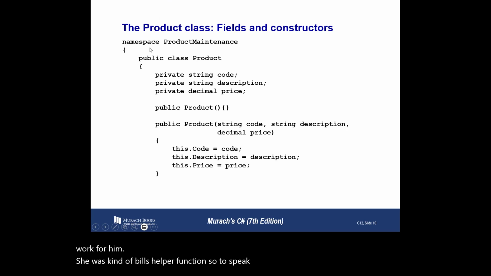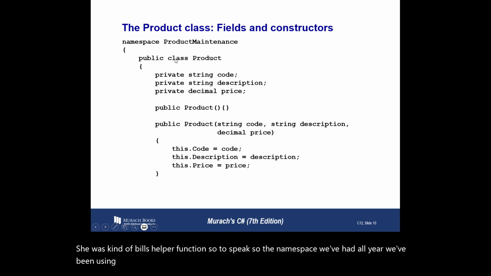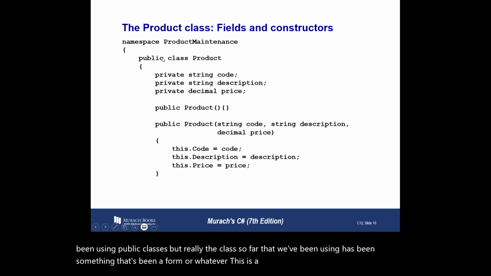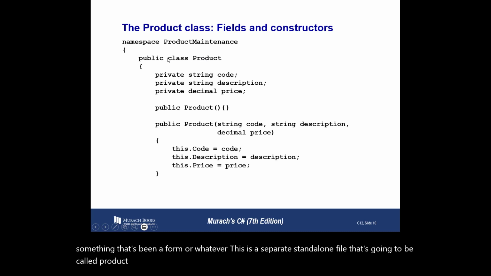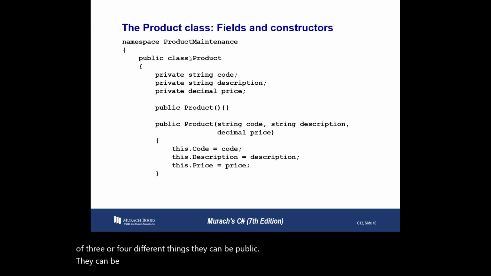So the namespace we've had all year, we've been using public classes, but really the class we've been using so far has been a form or whatever. This is a separate standalone file that's going to be called product.cs. It's going to hold a public class. Classes can be one of 3 or 4 different things. They can be public, they can be private, they can be protected.